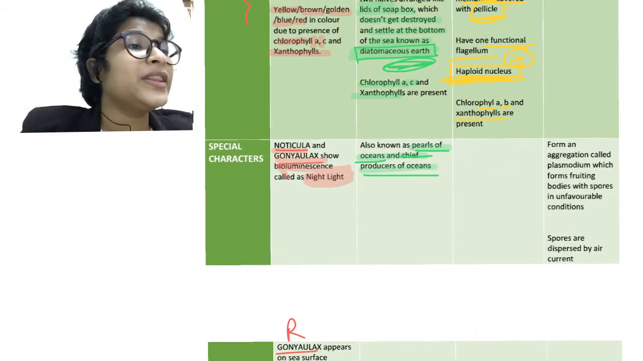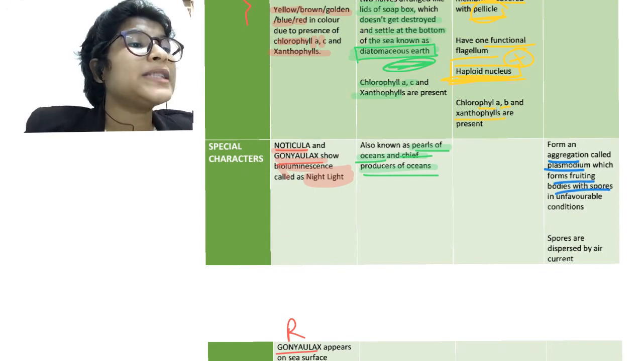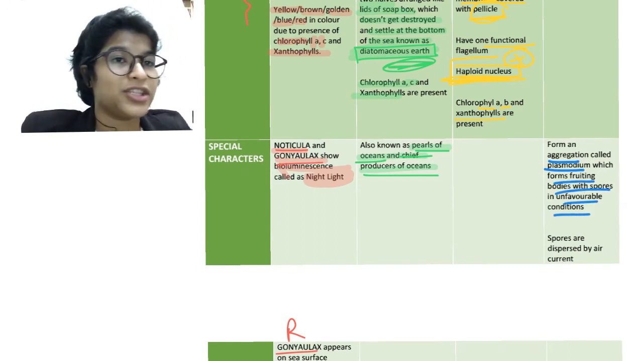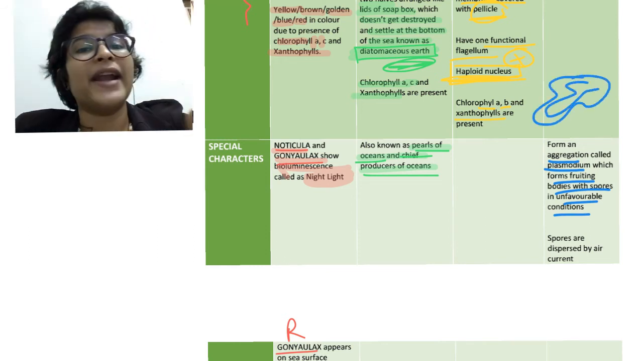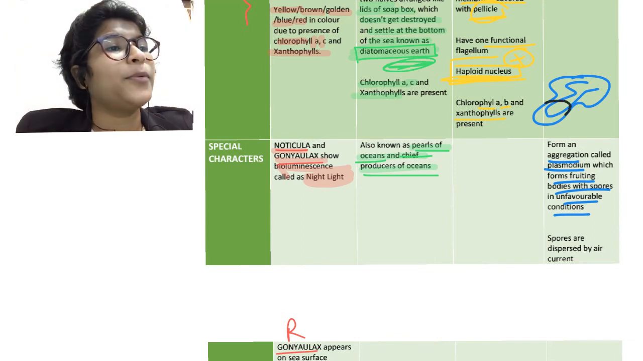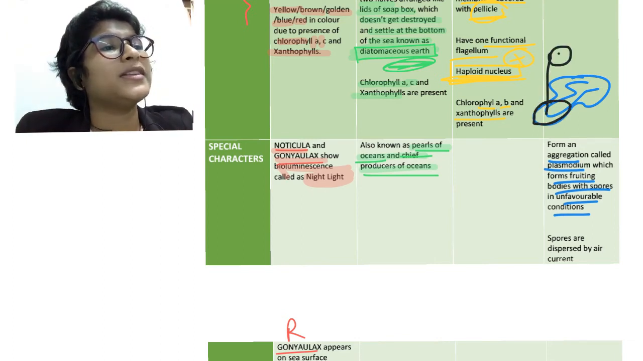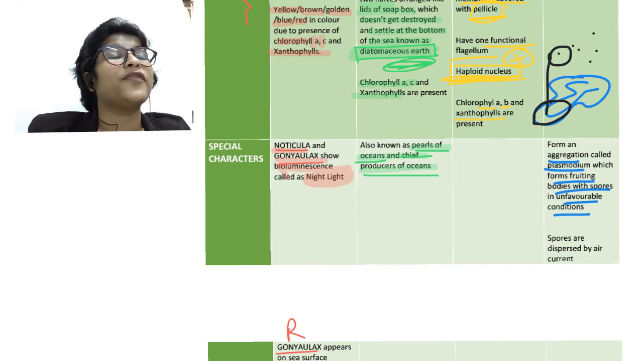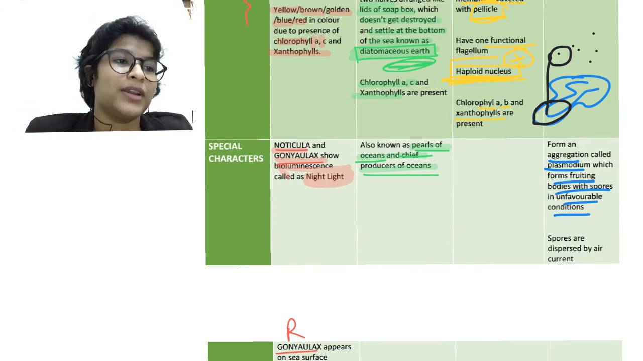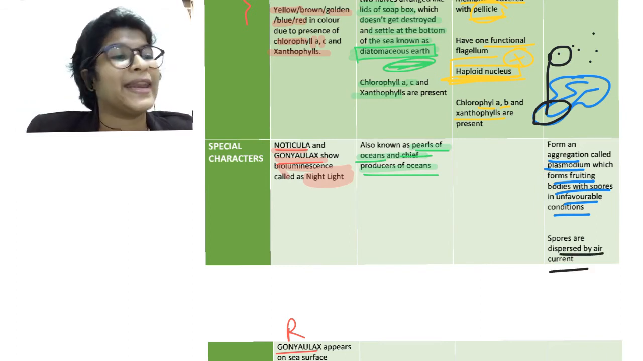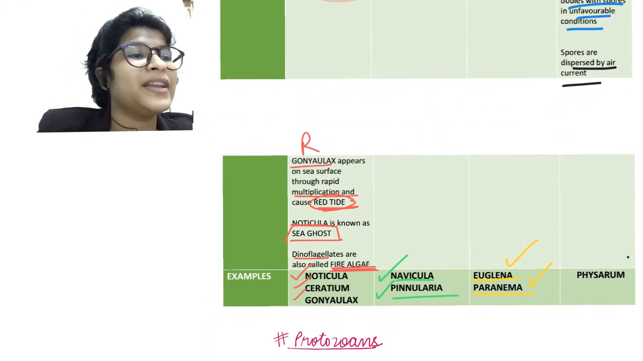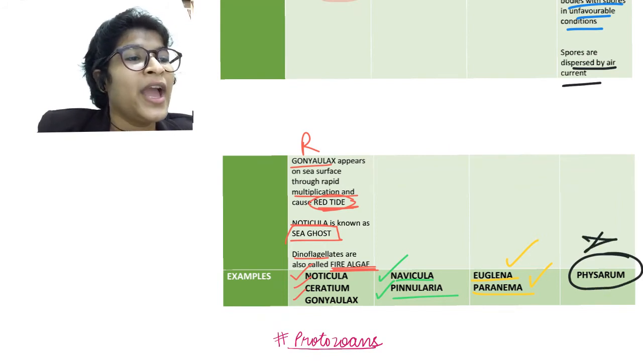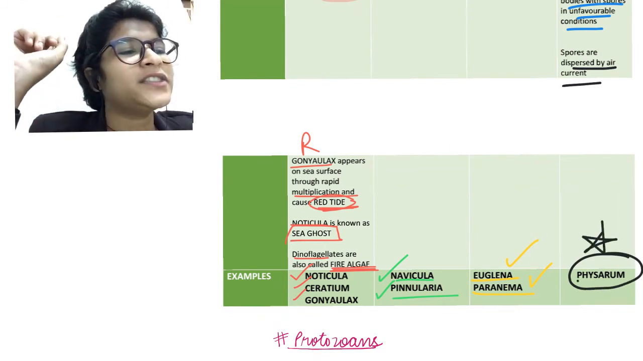Special characters include they form an aggregation called as plasmodium, which forms fruiting bodies with spores in unfavorable conditions. So it's usually in normal favorable conditions like a slimy mass, and in unfavorable conditions they club together to form a plasmodium which releases spores. Now these spores, when they fall elsewhere, can grow into new slime mold. The spores are dispersed by air currents, because they are very light and can go from one area to the other. Example is Physarum. The one example you need to know is Physarum.